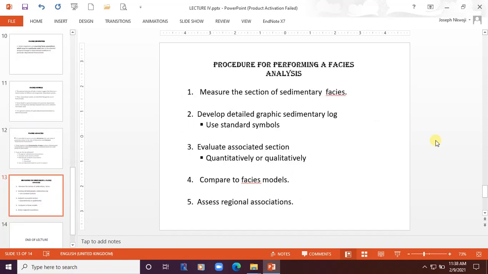If you want to do this, there's a procedure that could be followed. You measure the section of sedimentary rock or sedimentary facies that you want to treat. Then you develop a detailed graphic sedimentary log, using standard symbols, evaluate the association section quantitatively and qualitatively, then compare to facies models, then assess regional association. These are things that need some in-depth information, some mathematical knowledge, some physical oceanographic knowledge to be able to do this and then analyze it.